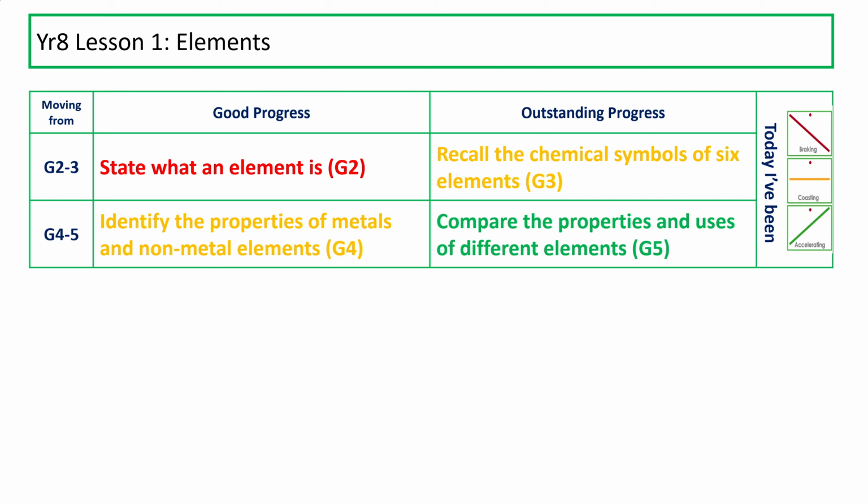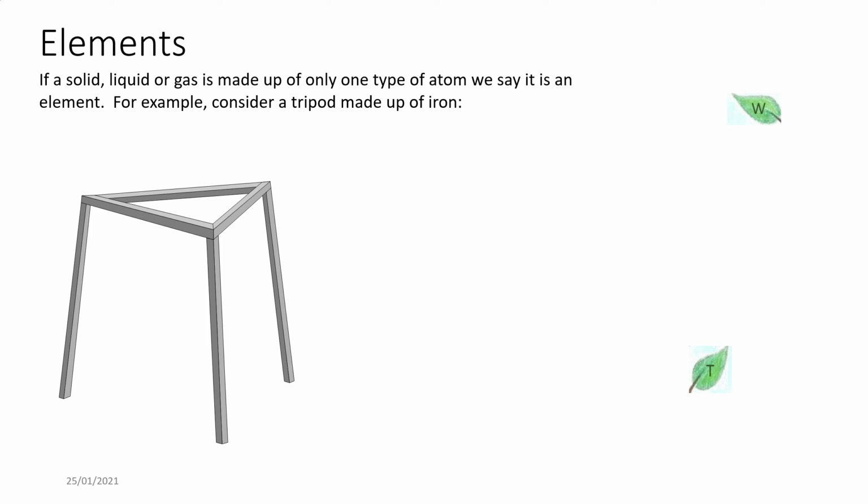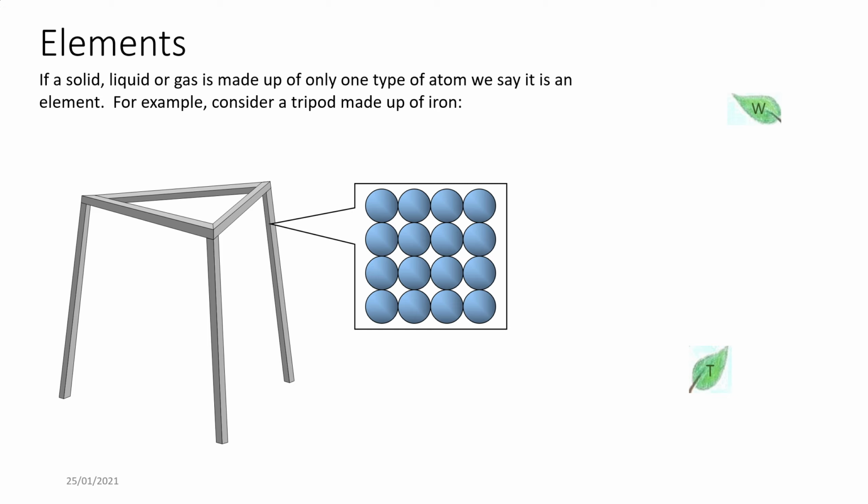I'm going to let you read this, so either you can pause this and read it yourself, or you can open it on your own PowerPoint. Now, a little video for you to watch, which I'll let you watch yourself. If it doesn't work, essentially what it's saying is this. So let's say I've got a clamp stand. Sorry, that's a tripod. Let's say I've got a tripod. This is made from iron.